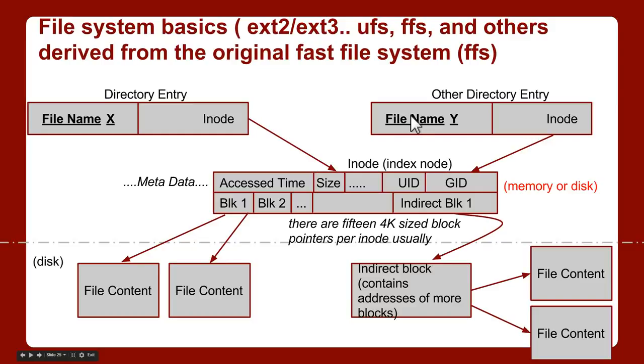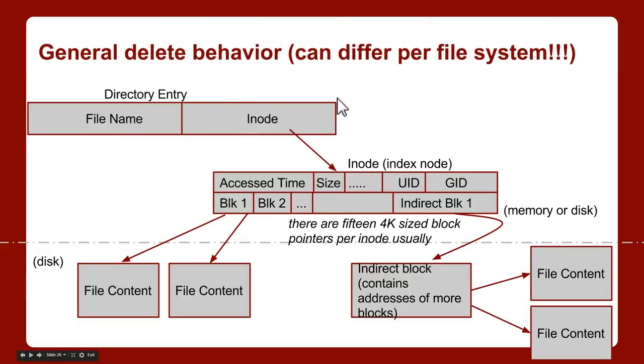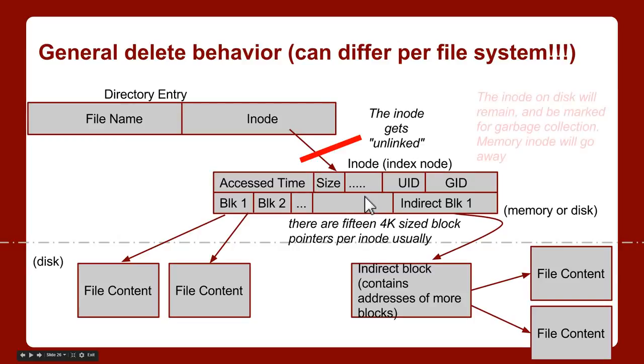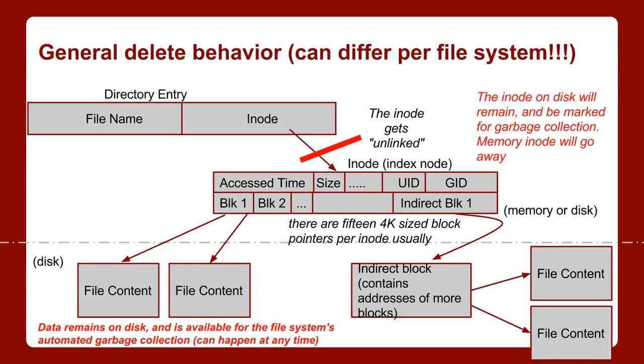So there's nothing preventing a system from having two file names that point to the same index node, and if you take, in general, what happens when you delete a file, this just gets unlinked. The inode entry will still remain intact, and the file content will still be there on disk. They will be marked, especially this, for garbage collection, and eventually the memory inode will go away. But the data is going to remain on disk.